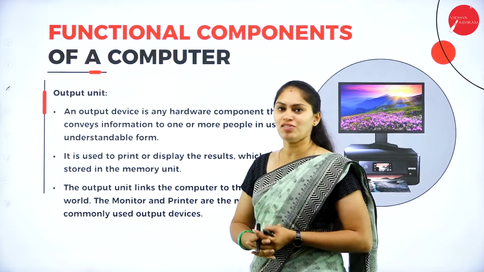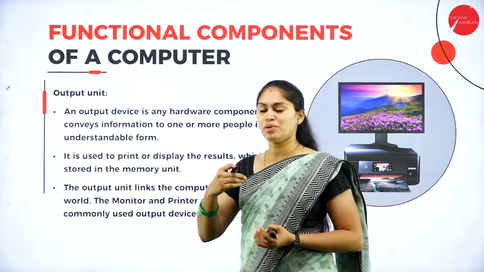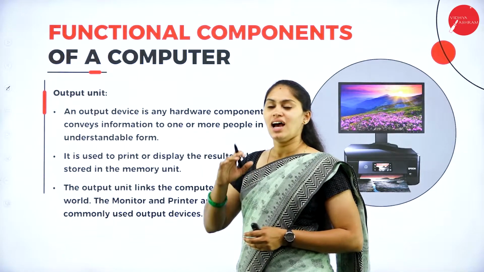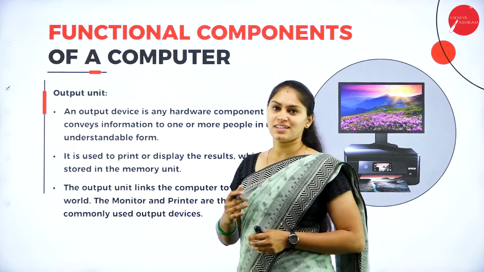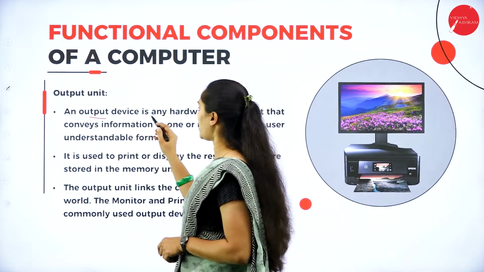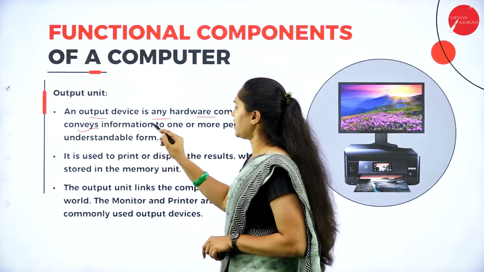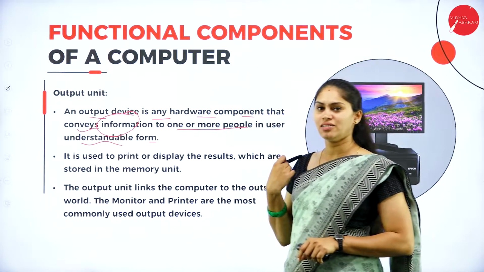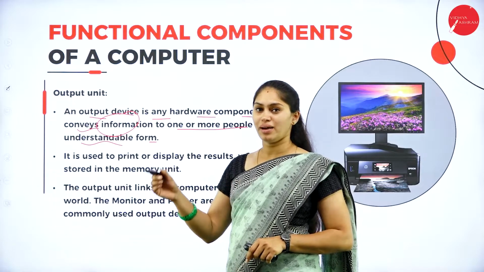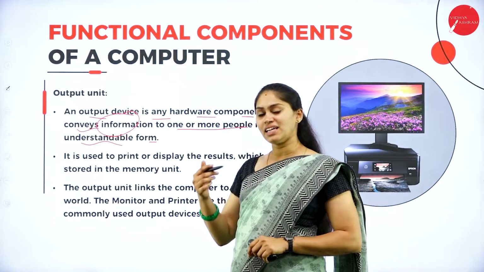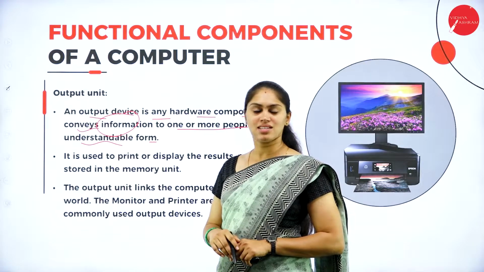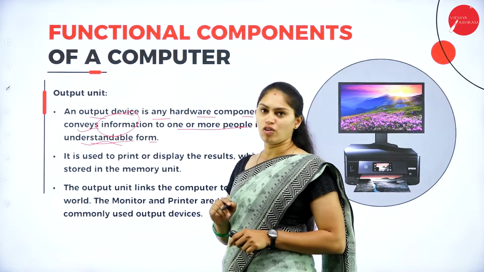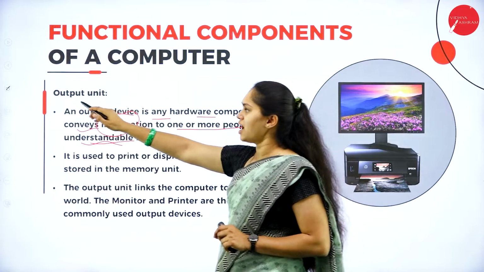It is just the reverse of the input unit. The input device takes the input from the user. The output unit produces the result and gives it as information to the user. An output device is any hardware component that conveys information to one or more people in a user understandable form. As I told earlier, whenever we give an input, it must be understood by the computer, then only it can process. But if I get the result in terms of zeros and ones, that can't be understood. That's why the output we get should be in an understandable form to the user. That work is done by this output unit.